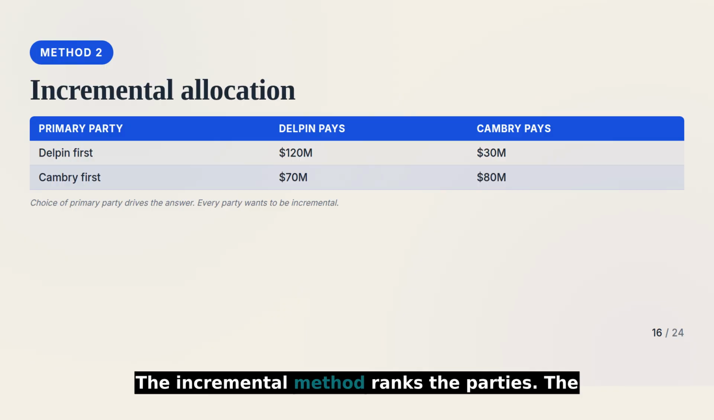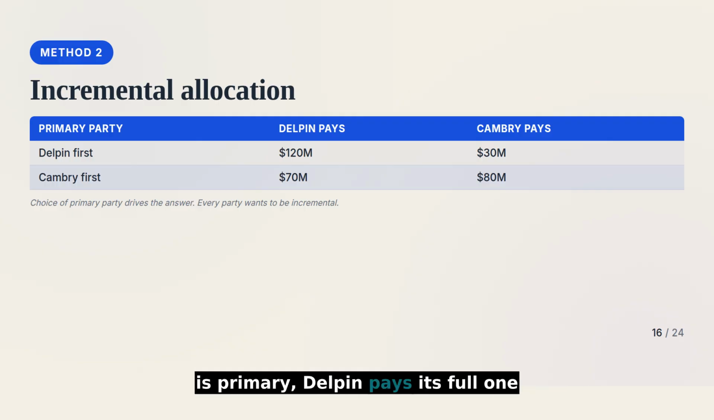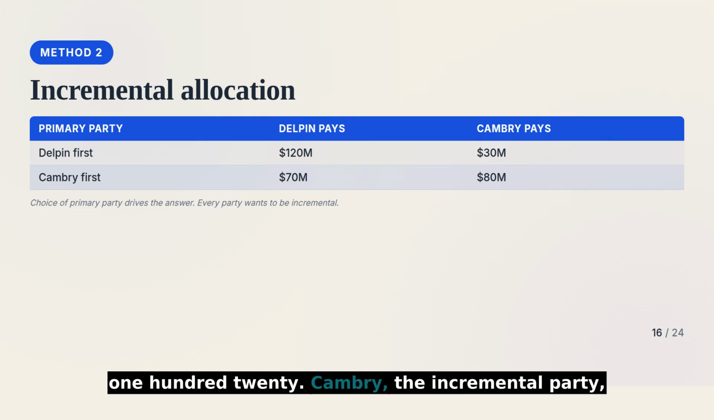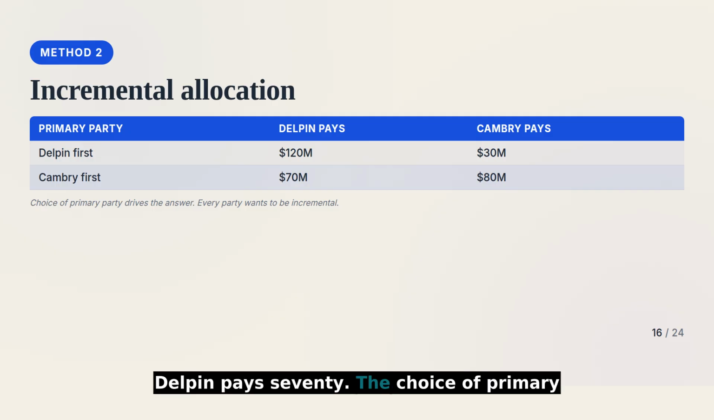The incremental method ranks the parties. The primary party absorbs its full standalone cost first. The remainder goes to the incremental party. If Delpin is primary, Delpin pays its full 120. Cambry, the incremental party, pays the remaining 30. If Cambry is primary instead, Cambry pays 80 and Delpin pays 70. The choice of primary party drives the answer. Every party wants to be incremental, which is exactly why this method is contested in real negotiations.